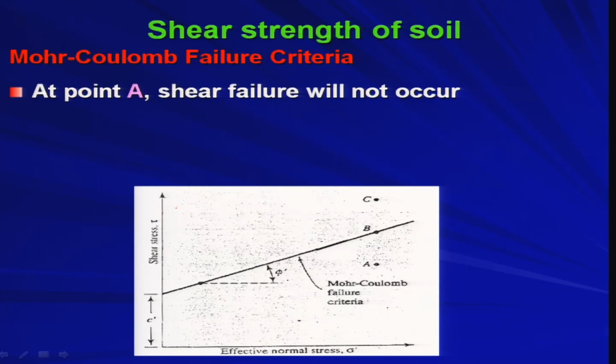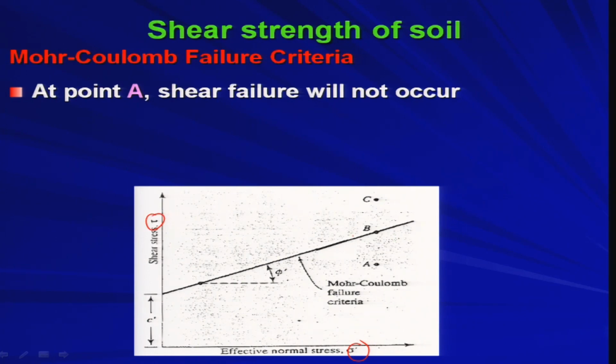Now, if you look at this figure, you have understood one thing: you will be getting some critical combination of sigma and tau, shear stress and normal stress, for which you get failure. You are not getting failure either at maximum normal stress or at maximum shear stress, rather you are getting some critical combination of sigma prime and tau, so that you get failure along this line.